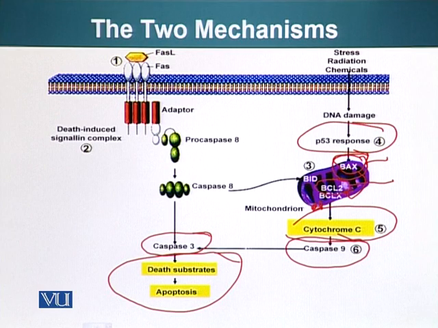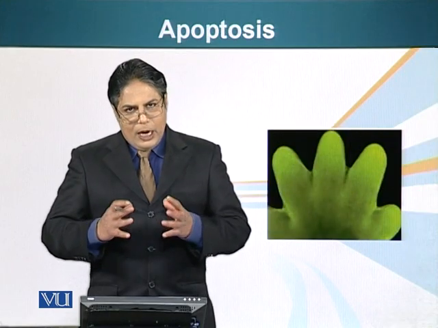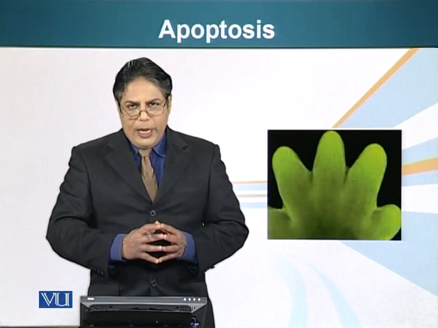The alternative pathway we have already talked about. Adapter proteins can result in the coming together of several caspase 8 molecules. They can also activate caspase 3. So this is basically the mechanism for apoptosis. We have talked about different ways cells can undergo apoptosis and the role of p53 protein.